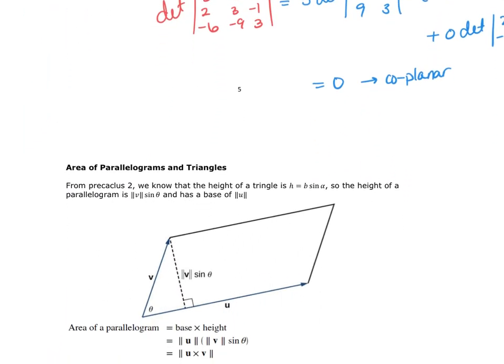That leads into the area of a parallelogram and finding the area of a triangle. We know from pre-calculus 2 that we can find the height of a triangle if we know one of the sides and the angle not opposite that side. If we think about the height of a parallelogram now as being the magnitude of v times the sine of theta, it will have a base of the magnitude of u. Now these are magnitudes. These are important. It's not just u and v. These are the magnitudes. These are the lengths.